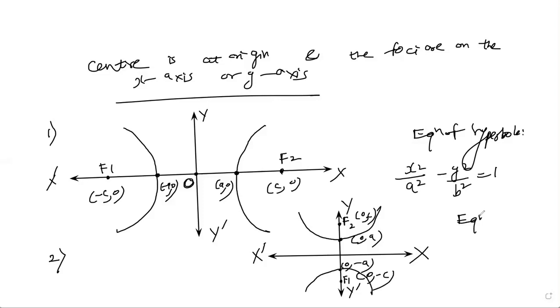Okay, so therefore the equation of hyperbola in this case is going to be y squared by a squared minus x squared by b squared equal to 1. Okay. So these will be the two forms. I hope we all have understood the two specific cases. And now we are going to see the general case.